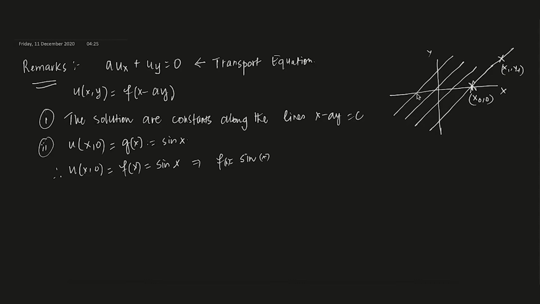What is happening here is this: we know that the solution is constant along these lines, right? So if you know the value of the function at this point, you also know the value of the function at this point, because those are going to be the same, because they are constants. And that is why the initial data which you have is getting carried forward along these lines, right? This is where the name comes from.